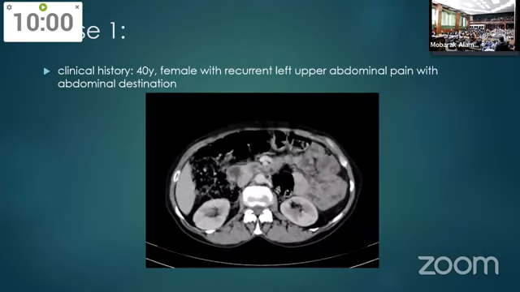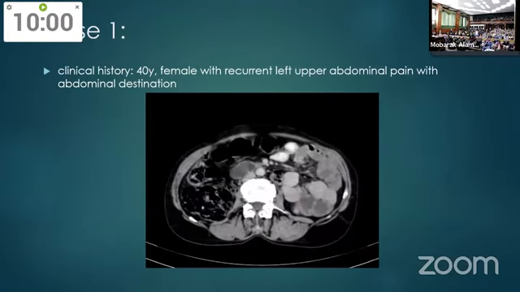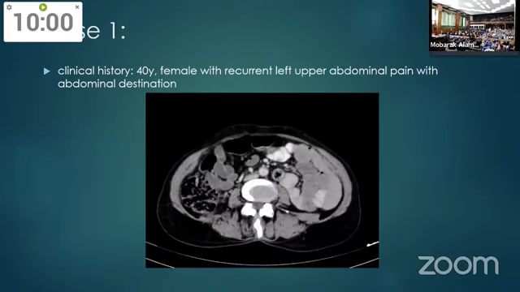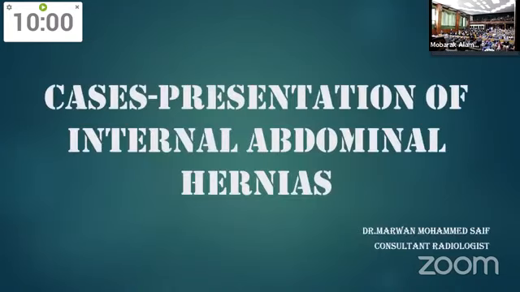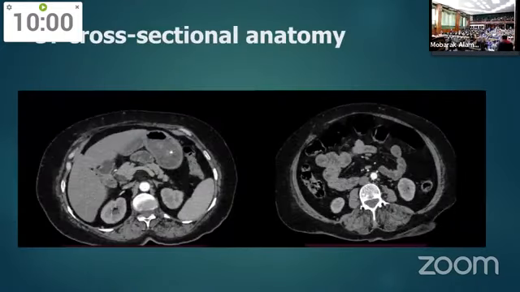First case, a 40-year-old female patient presents with recurrent left upper abdominal pain and distension. Before I review the images, I will show the normal anatomy of the anterior pararenal space. As you know, it is composed mainly of pancreatic tissue, the second and third duodenum, and also the ascending and descending duodenum, and there is no small bowel segment here.